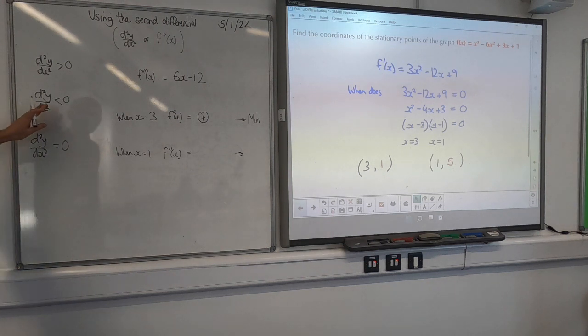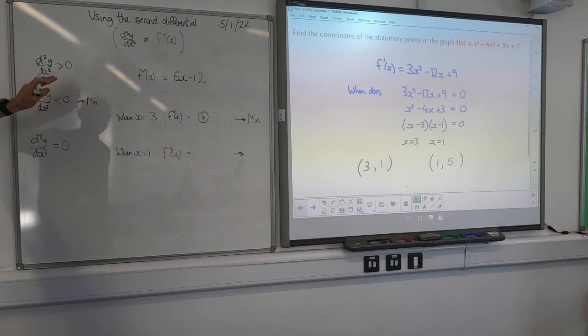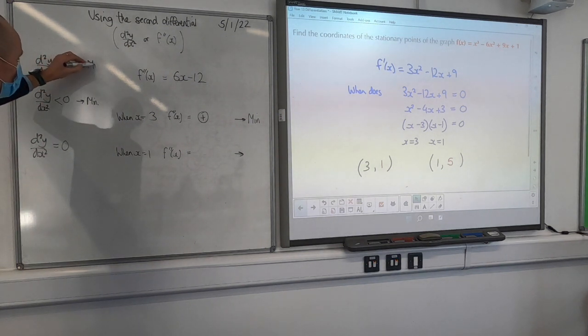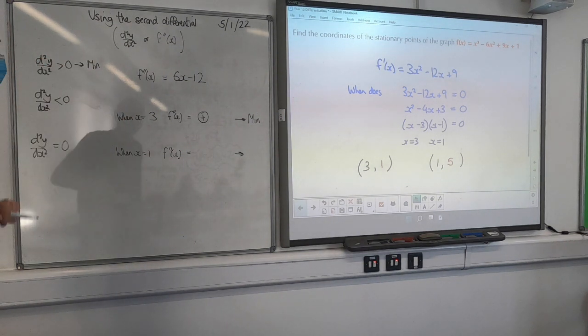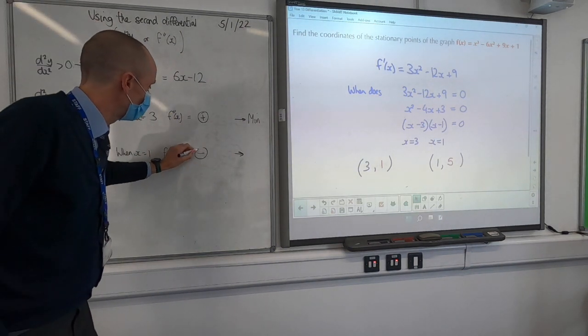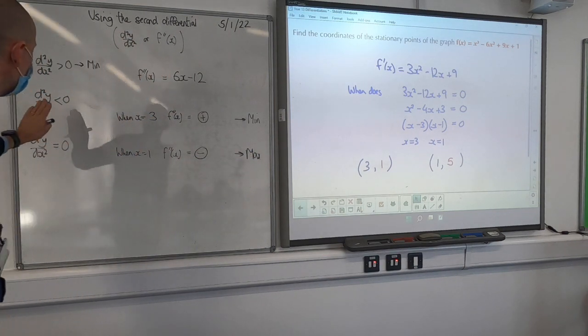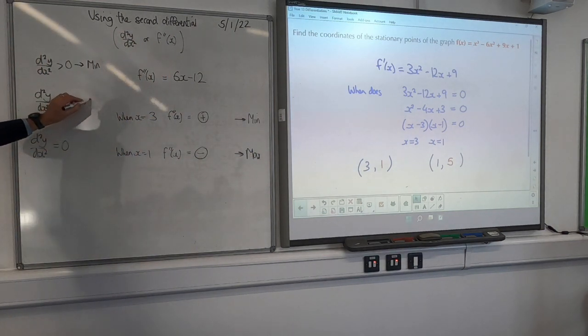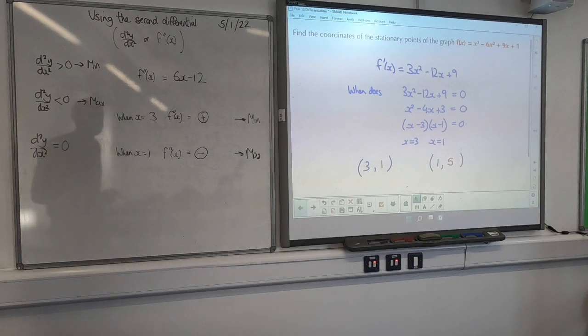When the second differential is less than 0, that reminds us that that stationary point is a minimum. Hang on. Greater than, sorry. Minimum. Greater than 0 is positive, isn't it? I thought so. And then when x is 1, 6 times 1 minus 12 is negative, which tells us it's a maximum. So if the second differential is less than 0, then that reminds us that that is a maximum.